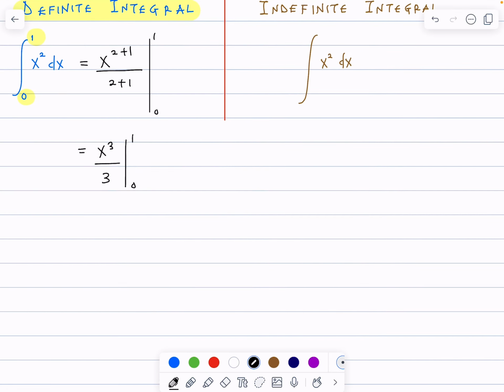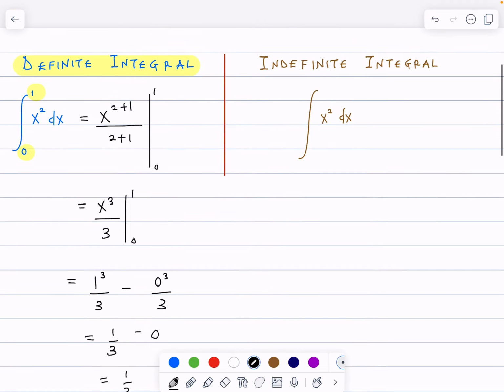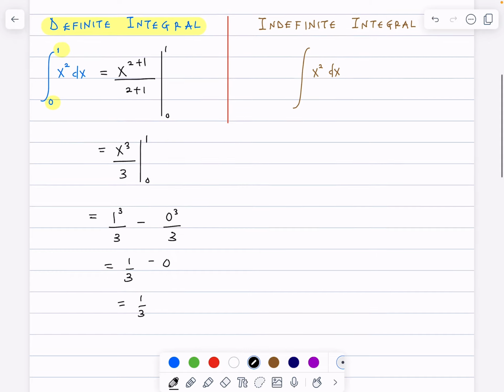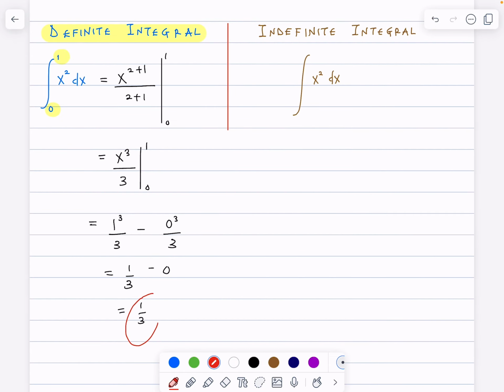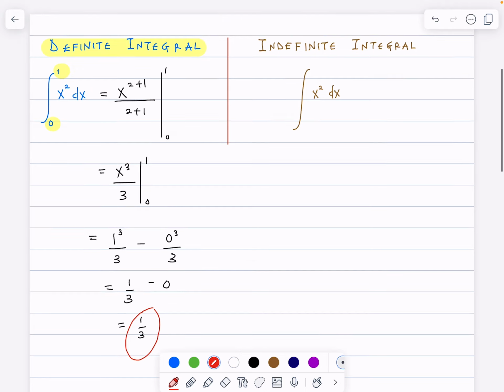And you plug in the upper limit, which is 1. You have 1 cubed over 3 minus, then you plug in the lower limit, which is 0, so you have 0 cubed over 3. And then if you simplify this, you get 1 over 3 minus 0, which is just 1 over 3. So for a definite integral, you get a definite value. Like in this case, we got 1 over 3. Definite, right?